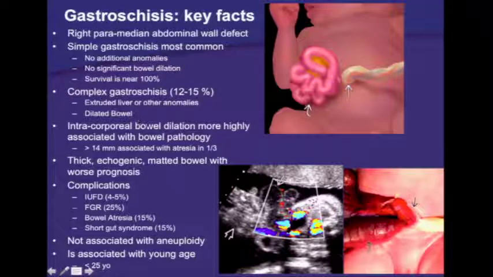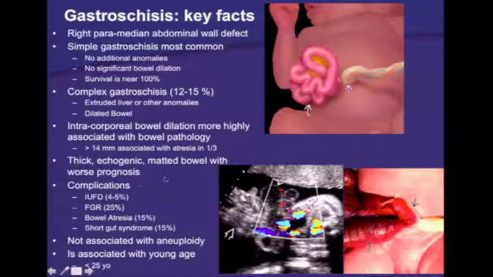Complex gastroschisis occurs when there's other organs that are also outside of the abdomen, such as the liver, or there are other anomalies in addition to the gastroschisis. In addition, if there is significant bowel dilatation, then that is considered a complex gastroschisis. Intracorporeal bowel dilatation is more highly associated with bowel pathology than extracorporeal, and any bowel that's dilated more than 14 millimeters is associated with atresia. Thick echogenic matted bowel also has a worse prognosis.